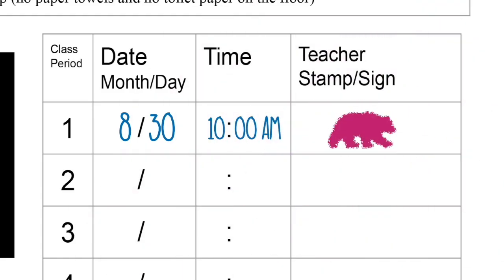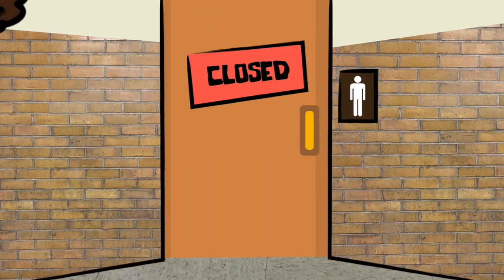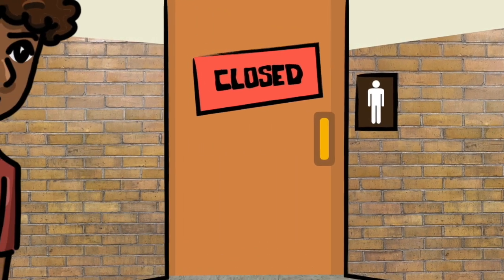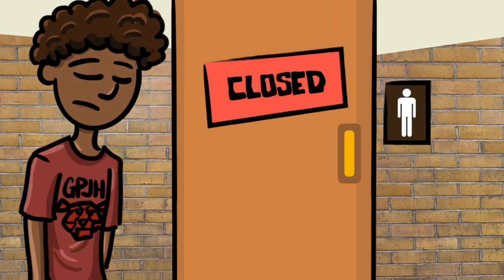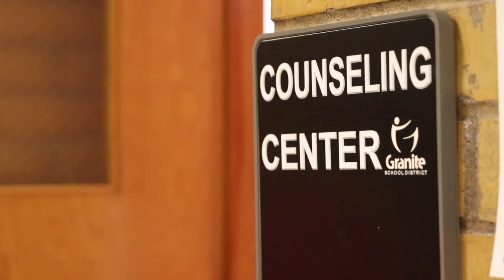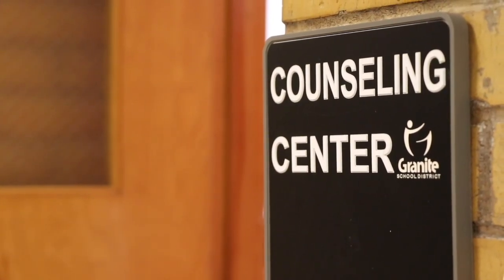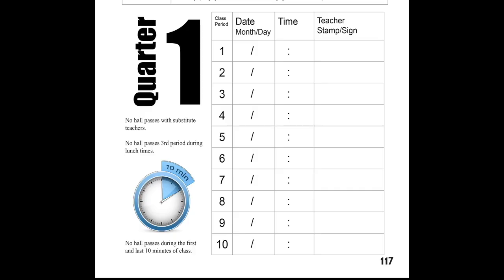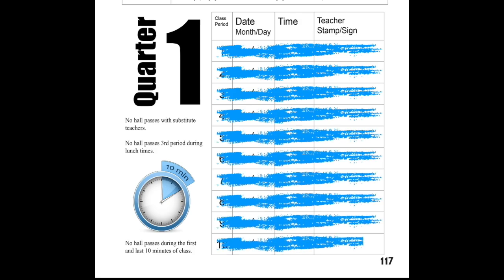Please be aware that bathrooms will be closed for the first 10 minutes of class. So if you decide to go anyway during those first 10 minutes, you will find that the doors are locked. If you are in an emergency situation, then head to the counseling center and they will be able to help you. Remember, it's only 10 hall passes for the first quarter. Once you've used them up, they're gone. Good luck, Grizzlies, and enjoy the hall passes.